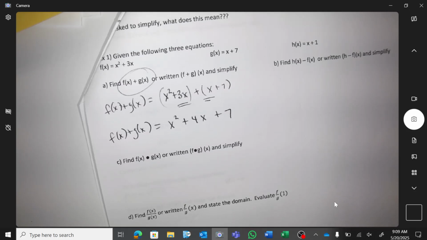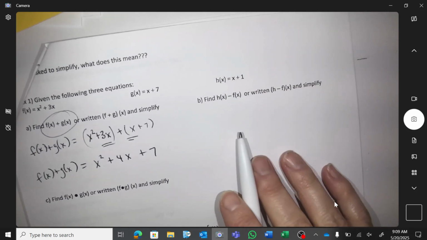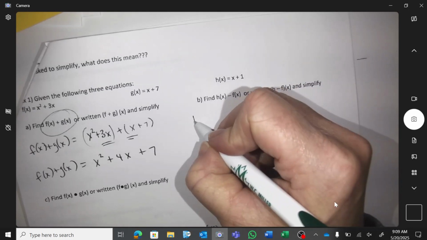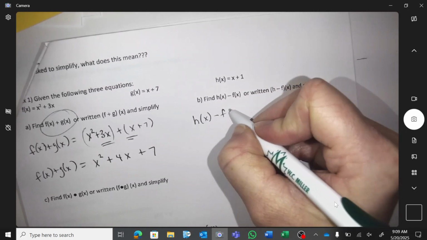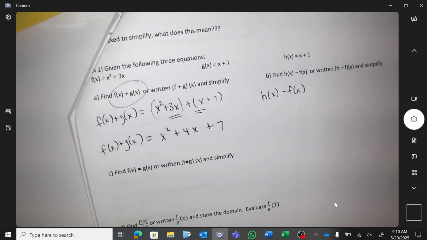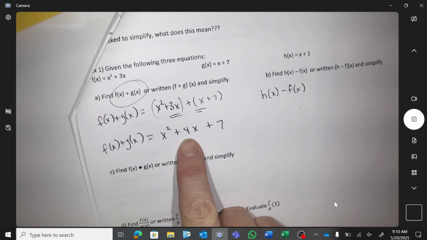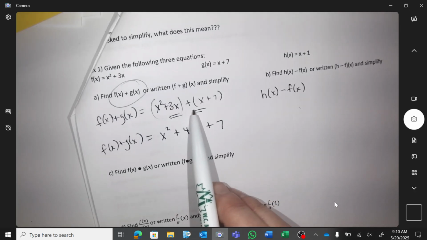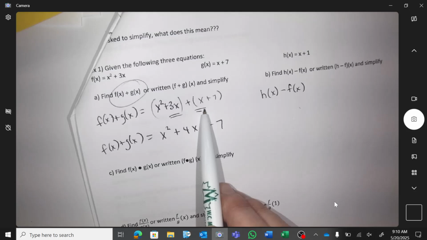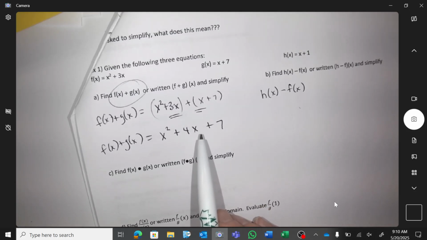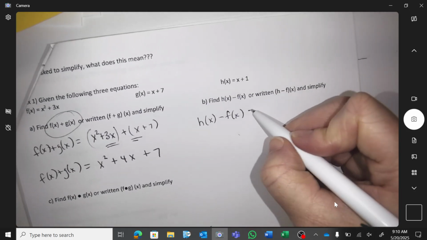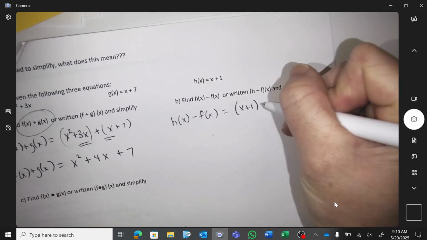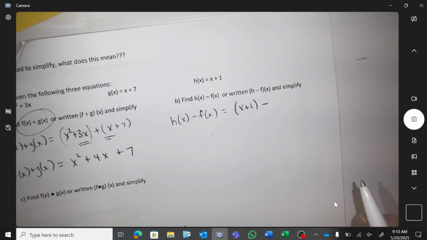Done. Okay? All right. Figure out what h of x minus f of x would be. Sorry, what am I looking at? 4x, because this one had 3 x's in it, and I'm adding one more x. Is it good? Yeah, okay. Okay, so h of x, what is that? X plus 1 minus the f of x.